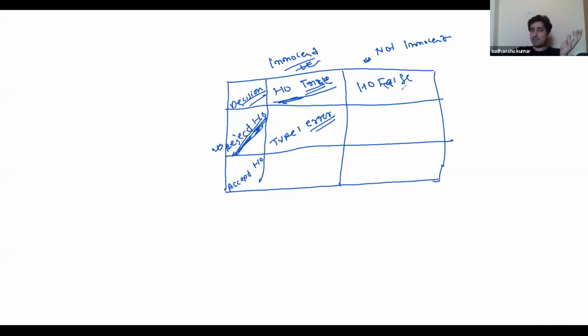Let's suppose the person is not innocent. So H0 false means the person is not innocent. And you have rejected the null hypothesis, which means you have proven that yes, the person is not innocent. Rejected means the person is not innocent, so you have proven that yes, the person is guilty. I can say that this decision is a correct decision. The person was not innocent, meaning the person has done some crime, and you have proven that this person is guilty. So in that case you have made a correct decision.